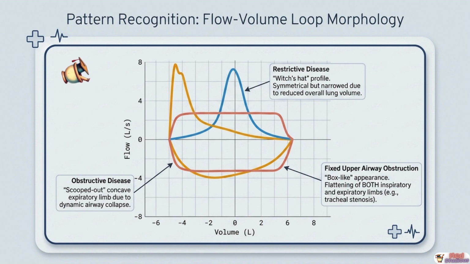Obstructive disease produces a characteristic scooped-out, concave expiratory limb caused by dynamic airway collapse during forced expiration. The airways themselves narrow excessively as the patient tries to exhale forcefully, creating this distinctive concave dip. Restrictive disease produces what is often called a witch's hat profile, a symmetrical loop that is narrowed overall due to reduced total lung volume, but critically retains its normal shape rather than becoming concave.